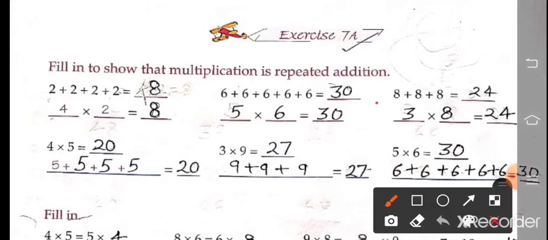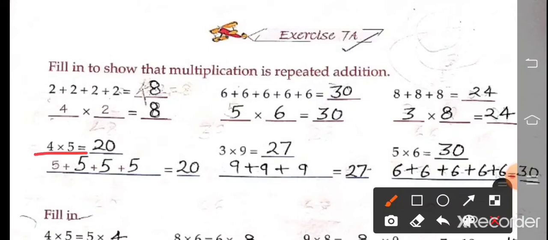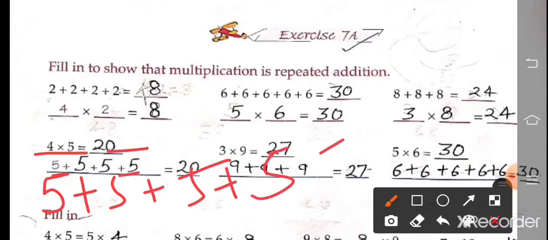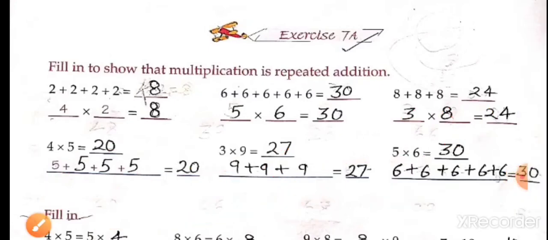Okay, this also is this type. Now 4 multiply 5 is 20, or 5 plus 5, 4 times we add, so answer will be 20. Okay, so like this you have to fill.